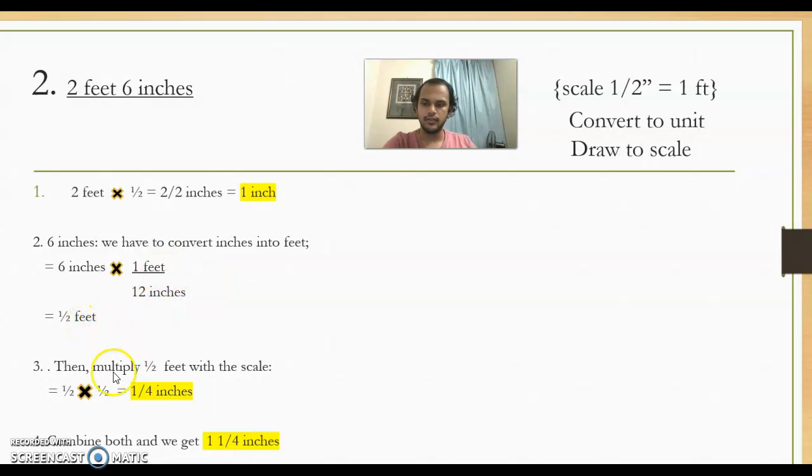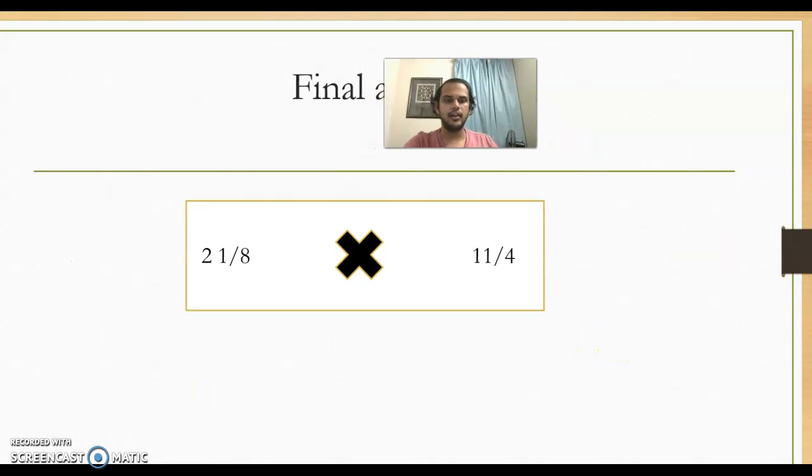Now 6 2s are 12. That's the reason why. Then multiply the new number by the scale to draw, which is 1 by 2 into 1 by 2. 1 1s are 1, 2 2s are 4, gives you 1 upon 4. Combine both the findings and you get 1 1 upon 4. So that was our final answer.